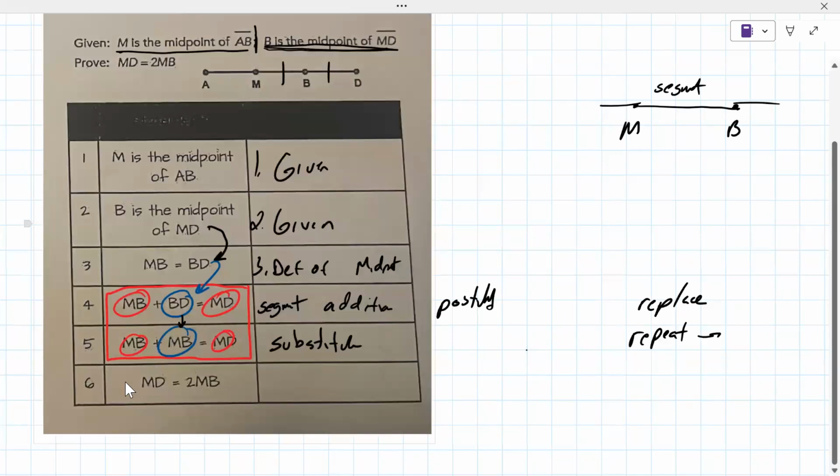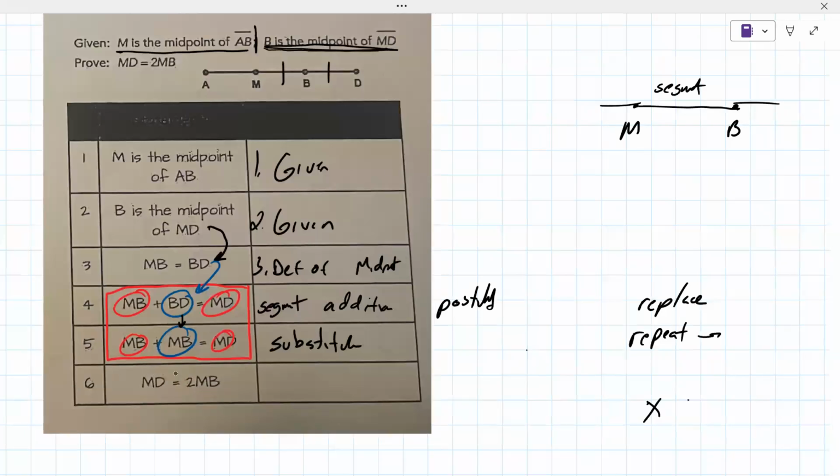Good. All right. So how do you go from 5 to 6? They did switch sides. That's not a big deal. How'd they get 2 MB from MB plus MB? Because 2 MB is from what is it? The segment equals the final one from M to D. Right. But it actually has nothing to do with segments. It's an algebraic property.